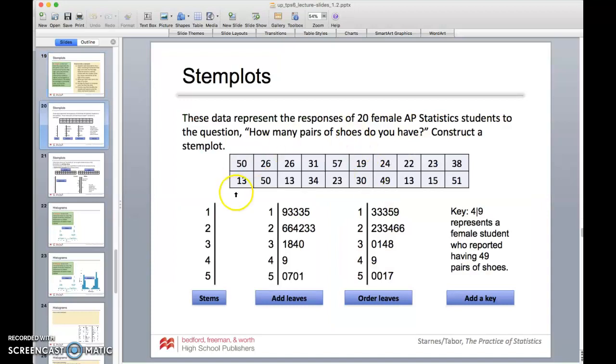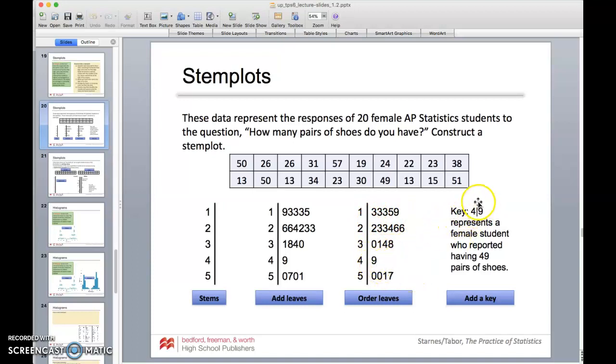So as we take this data, the first thing we look at is the lowest we have is in the teens, and the highest we get to looks like it's in the 50s. So again, we'd start by going 1, 2, 3, 4, 5, meaning 10, 20, 30, 40, 50. Then I just go through the data and jot down the numbers as they come up, and then just reorder them from least to greatest. That way we organize that a little bit. And then just remember our key here.